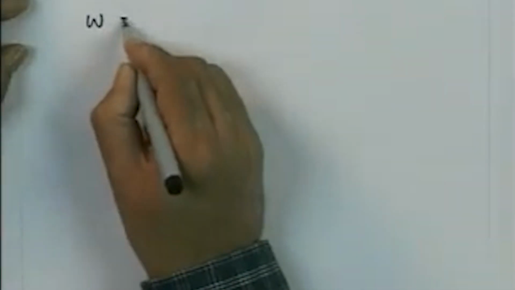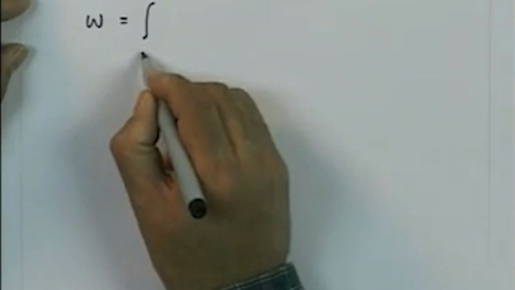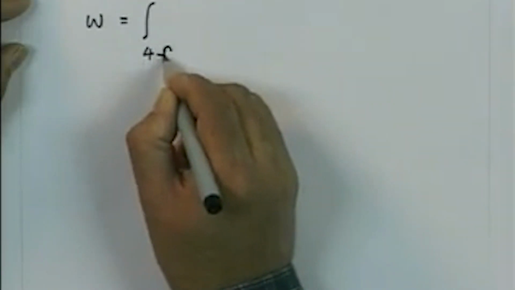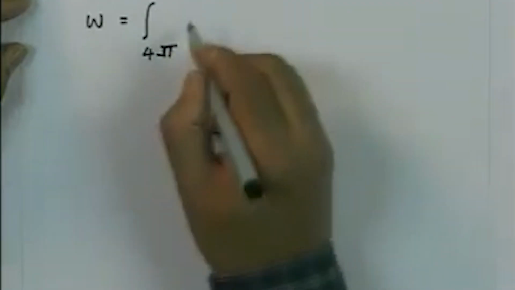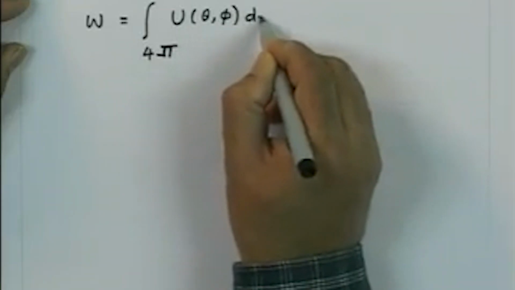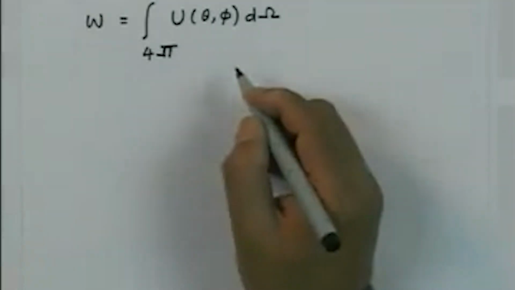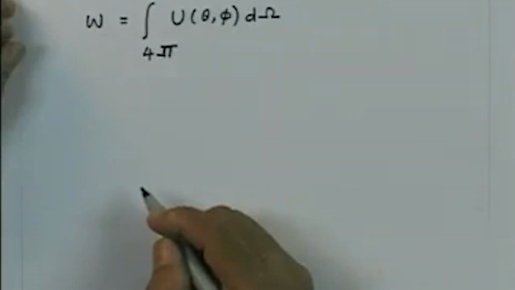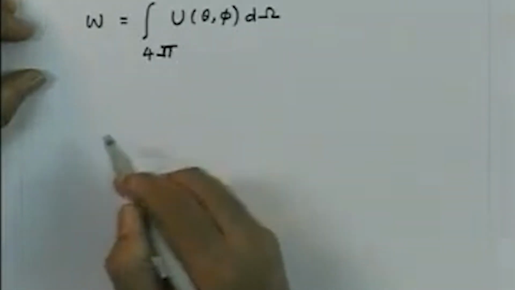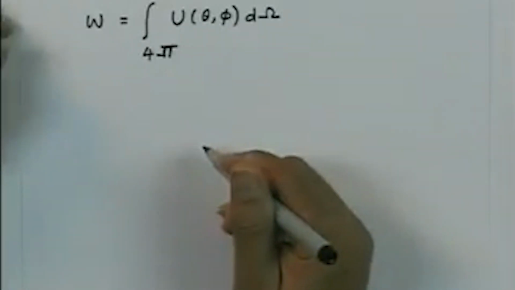So, we now define the power which you get here, integrated over 4 pi solid angle, of the radiation intensity U(theta, phi). If I integrate over solid angle, that essentially gives me the total power radiated by the antenna, because this is per unit solid angle power. If I integrate over solid angle, then I will get the total power which the antenna radiates.